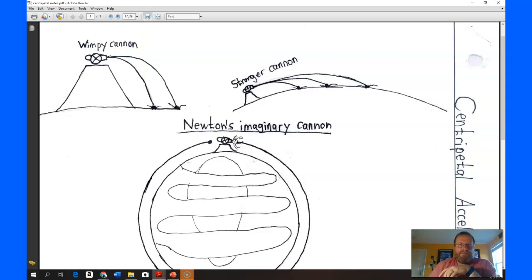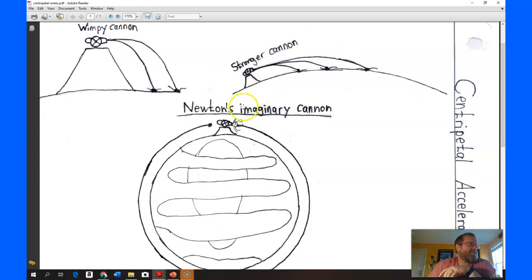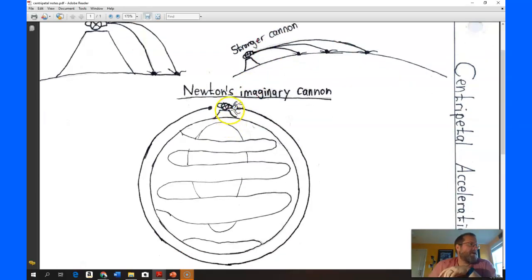Earth's curved. Earth is a big round ball. Anyways, he hypothesized if you get the cannon strong enough, you get it up high enough, the cannonball's curvature would match the curvature of the Earth and it would never hit the surface. He was right, but there's no such thing as a cannon strong enough to do it. You need rockets for that kind of thing.